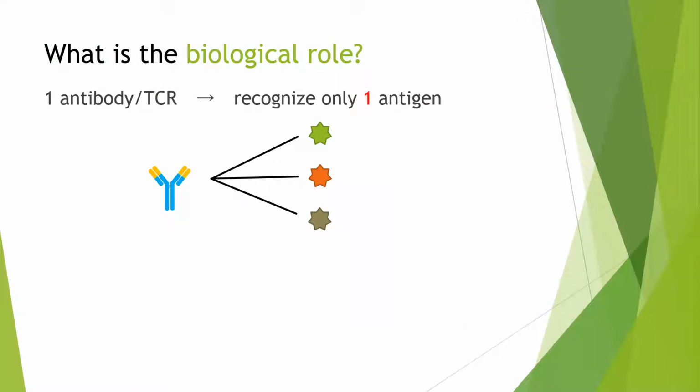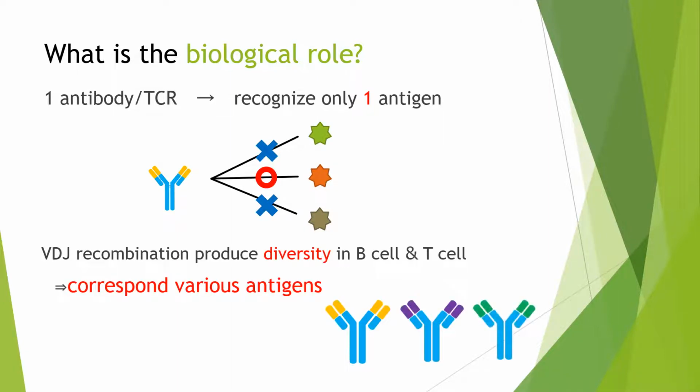The important thing is that one cell can only recognize one antigen. Therefore, to respond to a variety of antigens, it is necessary to have a variety of B cells and T cells. It is VDJ recombination that creates this diversity.